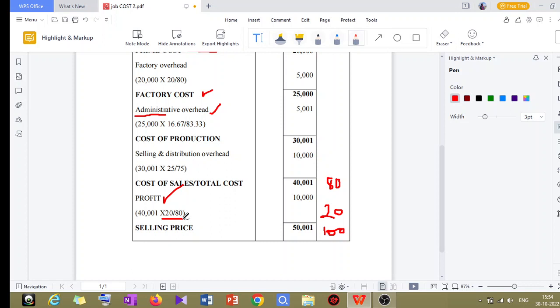So you will get 10,000. I hope it is clear to you. 40,001 into 20 by 80, you will get 10,000.25. So make it approximation, you will get 10,000. Clear? Now for the total cost, if you add the profit, you will get the selling price. So that is 40,001 plus 10,000. It will be 50,001. Got it? I hope it is clear to you.